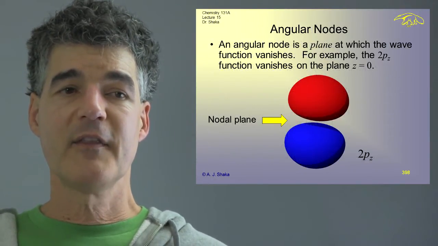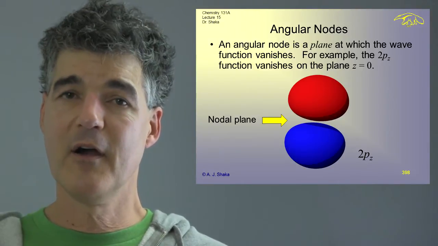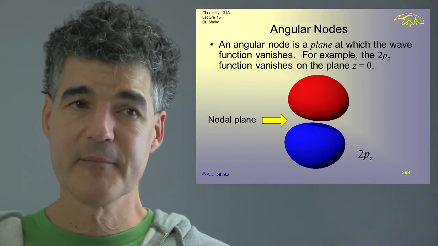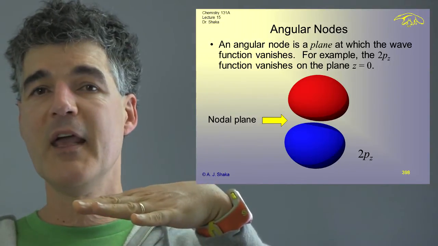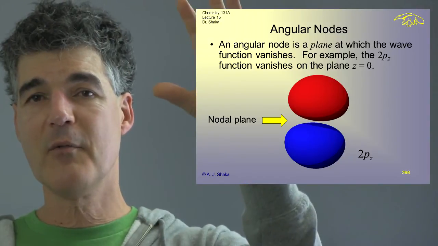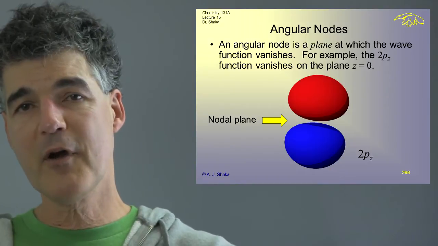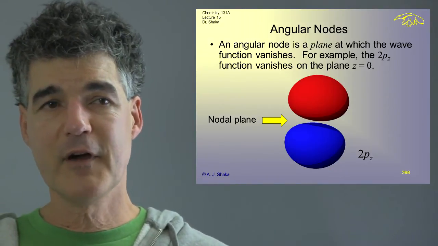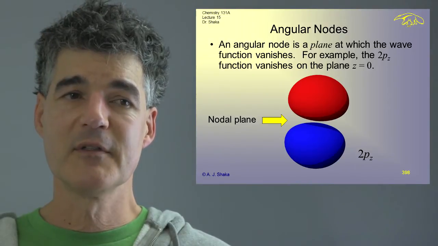If we look then at the 2pz orbital, which I have here on slide 398, we see that there's an angular node, there's a plane in which the wave function vanishes. It's positive on one side, red on one side, blue on the other side. Everywhere in between, the wave function vanishes on the plane z is equal to 0.